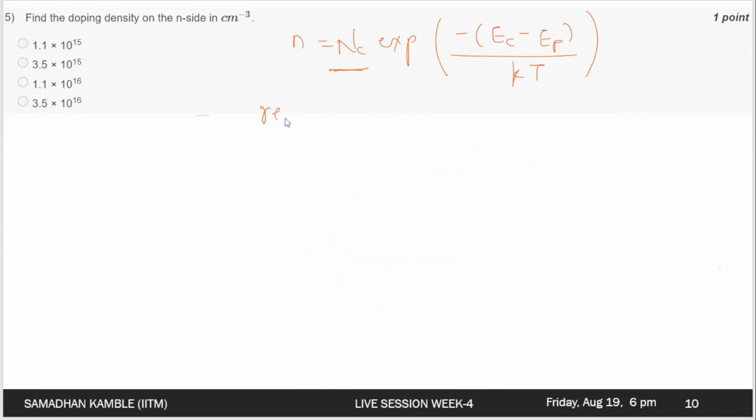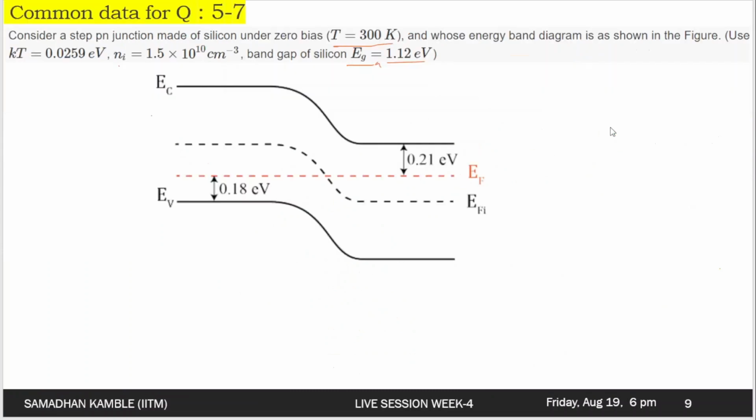So we can recall one more formula for the doping density, that is n is equal to ni times exponential of (Ef minus Ei) over kT, in terms of the intrinsic charge carrier concentration. This formula can be used because we have been given the intrinsic charge carrier concentration, and we just need to determine the value of Ef minus Ei. So we need to determine this particular value.